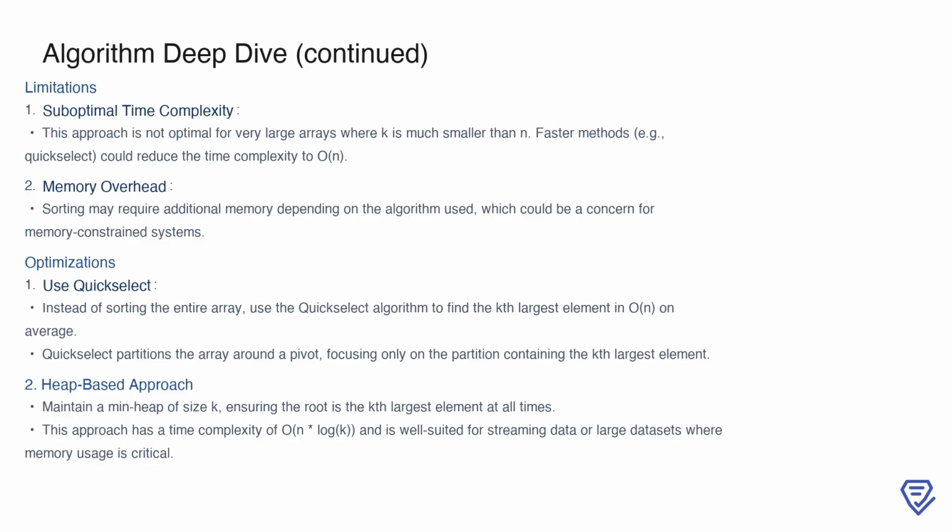Another optimization is a heap-based approach. By maintaining a min-heap of size k, we can ensure that the root of the heap is always the kth largest element. This method has a time complexity of n*log k, and is particularly useful for streaming data or large datasets where memory efficiency is critical. Both of these optimizations offer faster and more resource-efficient solutions for finding the kth largest element in an array.